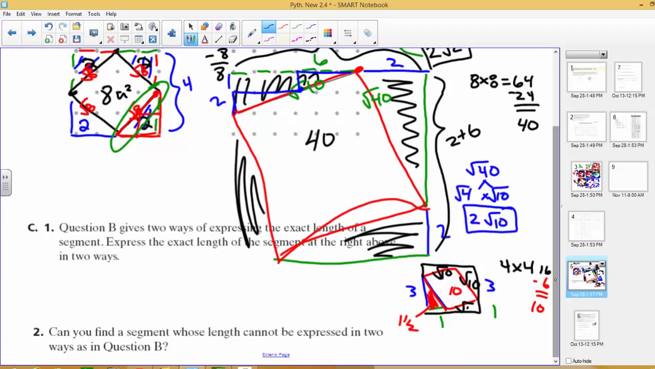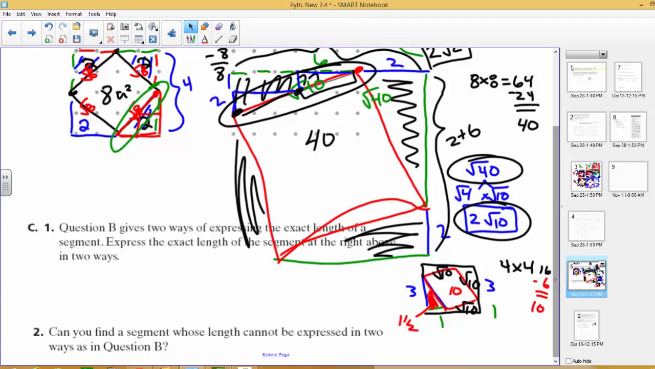So we've just written this 2 different ways. One is the square root of 40, the other is 2 square roots of 10. And this chunk is the same as this chunk, so it does appear to be 2 square roots of 10.